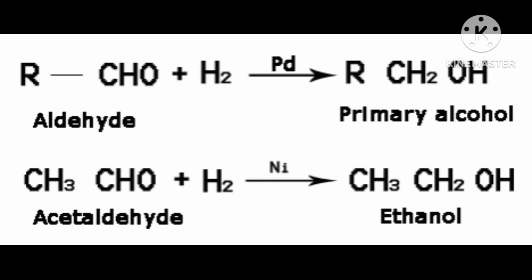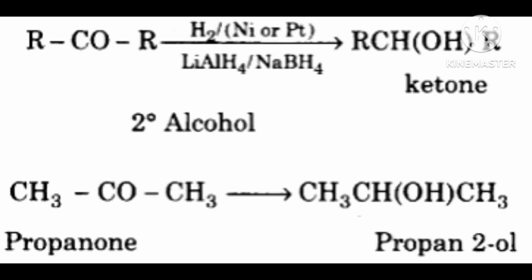it will form RCHR dash and OH. From the central carbon, 2 hydrogens are attached, one with carbon, other with O. Now the second method I am telling you is by reduction of carboxylic acids. This is also reduction, but of carboxylic acid.